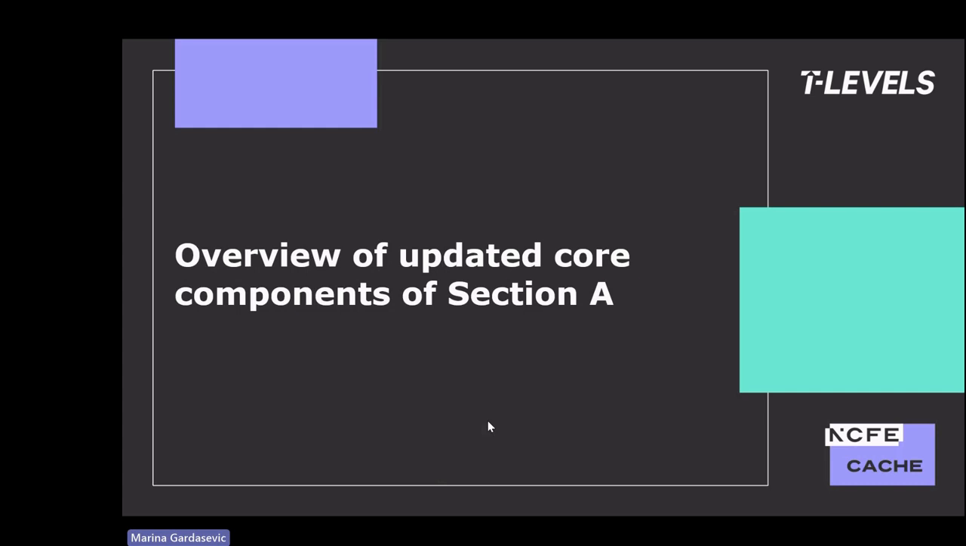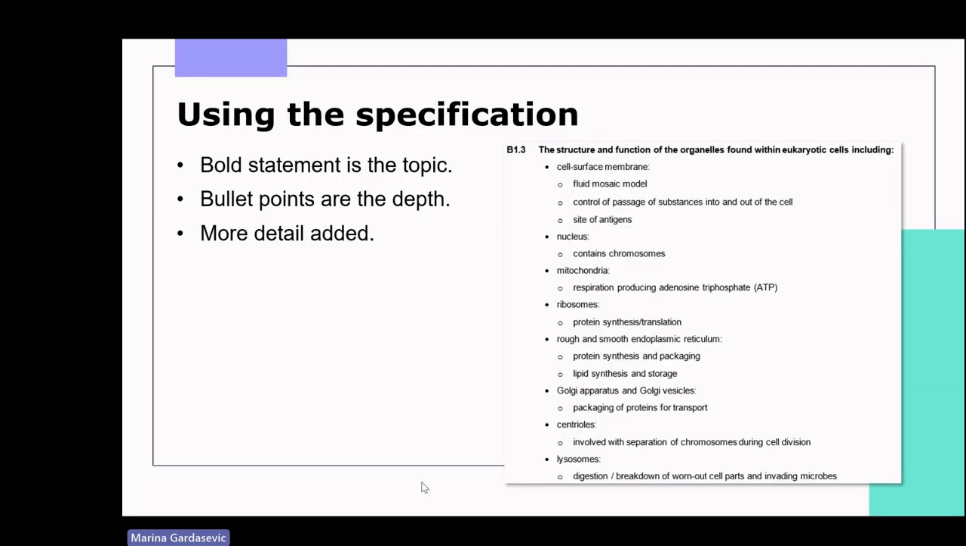We're now going to explore the updates to Core A in more detail. We would firstly like to highlight how to use the specification. The bold statement is the topic, and the bullet points indicate the depth to which you must deliver the content. More detail has been added throughout the specification to assist with depth. An understanding of how the specification is structured will support in understanding the amendments and their impact on your curriculum planning.